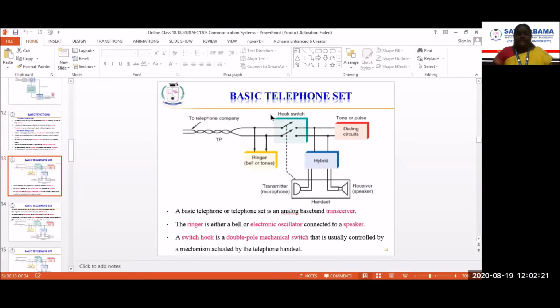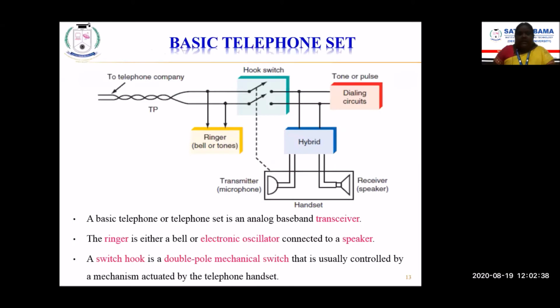So let's have a quick recap of what we learned yesterday in the basics of the telephone system, with respect to the subject Communication Systems. Yesterday we learned about the basic telephone set and the internal circuit diagram, which is visible on the screen. That is, we had the local loop. So what is a local loop? Can anyone just tell me what is a local loop?